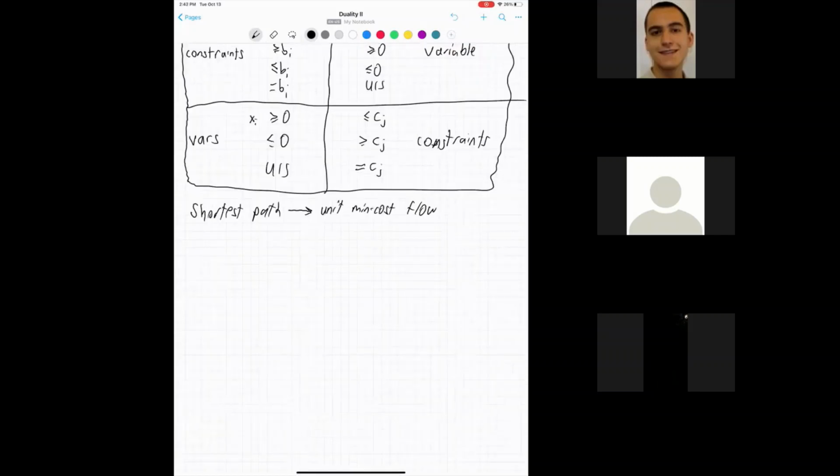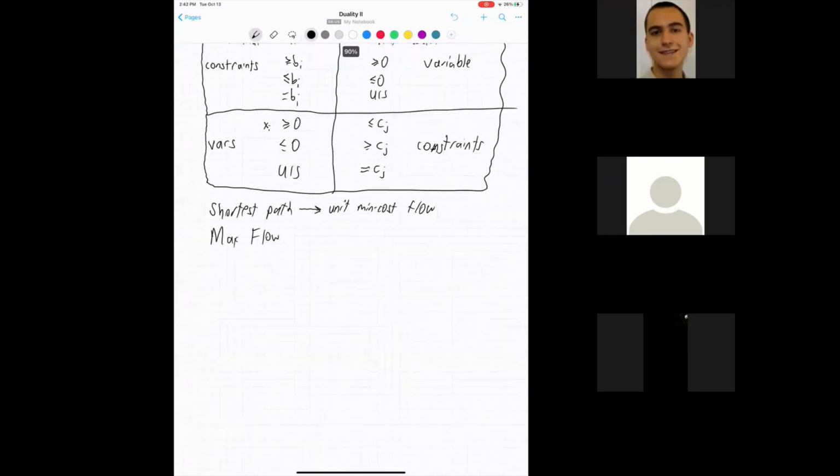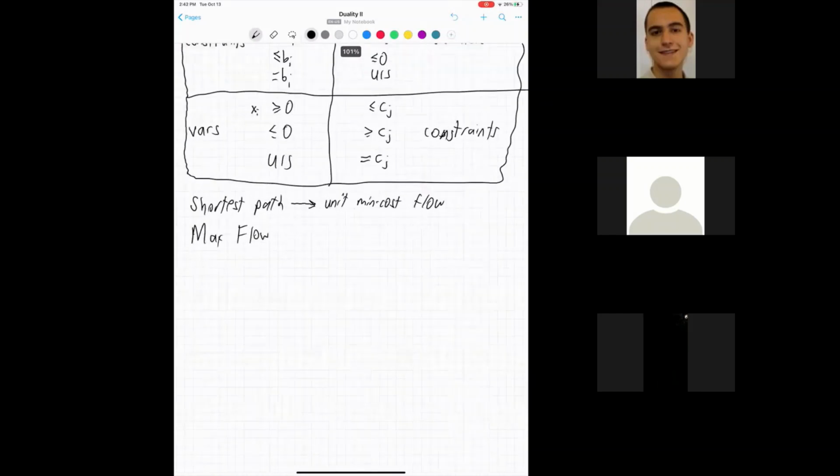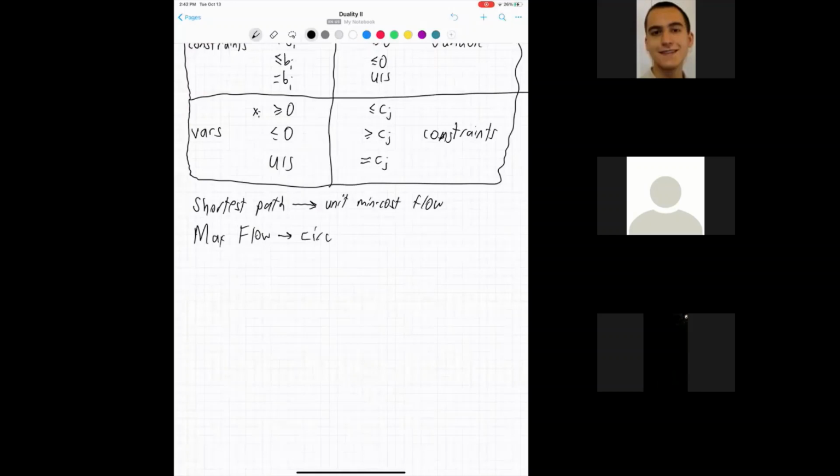And what we're going to do first is max flow. So let's look at the max flow problem and think about it as a linear program, okay? So actually, I'm going to turn it into a circulation problem to make the notation a little bit simpler and cleaner.